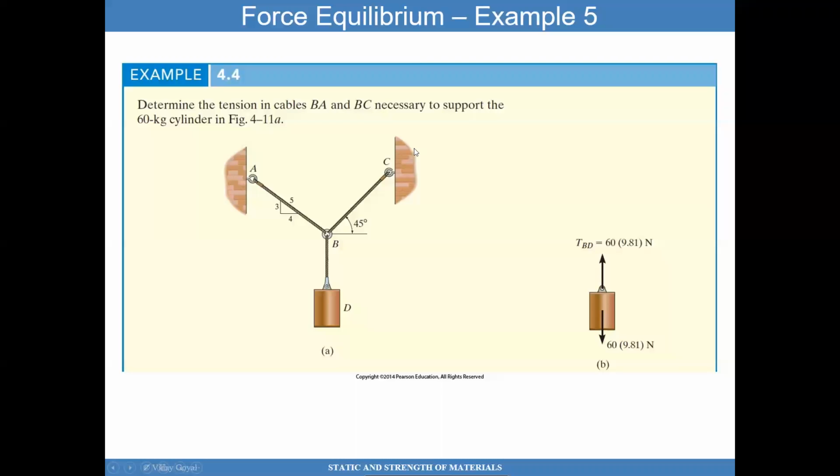We're going to determine the tension in the cables BA and BC to support this 60 kilogram cylinder. Again, I'm going to draw a free body diagram of this cylinder. What do I have? I have the weight of the cylinder, and then I have the tension on that cable, BD. So I know the 60 kilograms. I know the acceleration of gravity, 9.81, so I can now determine the weight. And since I know this tension on the cable is unknown, this has to be equal and opposite to that weight. There's no other choice there, right?